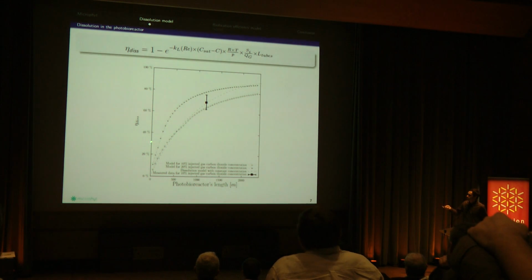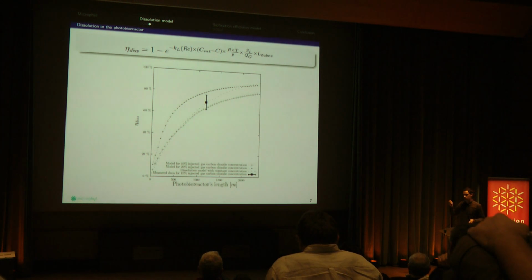So on this plot, we've plotted the dissolution efficiency as a function of the photobioreactor's length. Each plus dot represents the model for 10% concentration in the injected gas. And each dot is one length, one rectilinear part of the photobioreactor. And it compares well with the measurement here of 72% for dissolution, measured with concentration measurement of the injected gas and of the output gas.